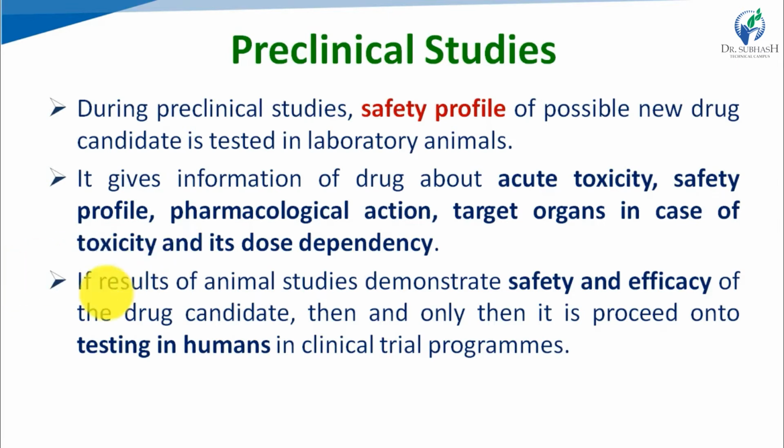Then if the result of animal studies demonstrate that there is safety and efficacy of the drug candidate, then and then only it proceeds on to the testing in humans in clinical trial programs. मतलब यहाँ पे जब हमें प्री क्लिनिकल स्टडीज में पता चलता है कि कोई ड्रग है, जो भी ड्रग हम अभी प्री क्लिनिकल स्टडीज ऑनगोइंग है that is safe, and then afterwards it should be used on humans for testing purposes for clinical trial programs.